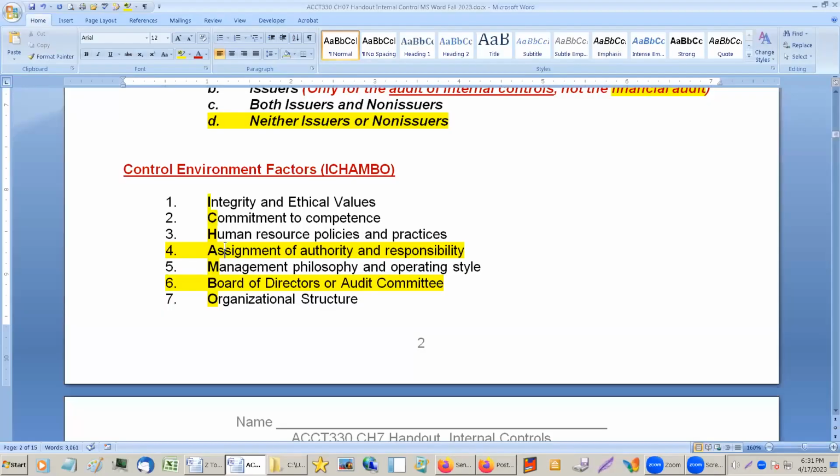Not extensively, but enough so that when you read a multiple choice question, and they talk about which of the following is a control environment factor, you can look through that and see.